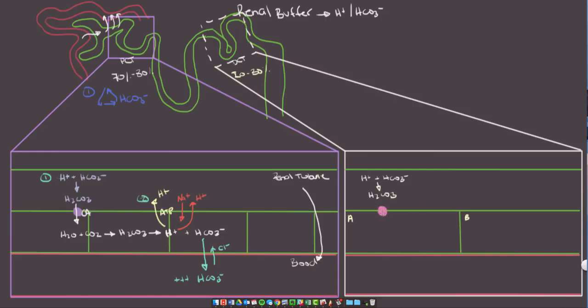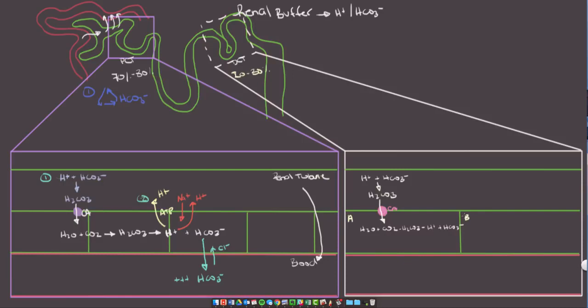So again, we have carbonic anhydrase living on this membrane. That's going to allow us to move that H2CO3 through the membrane into the intercalated cell and form H2O plus CO2. Again, we're going to see the exact same thing happen now. So that H2O plus CO2 is going to turn into H2CO3, followed by H plus and bicarb, or HCO3 negative.